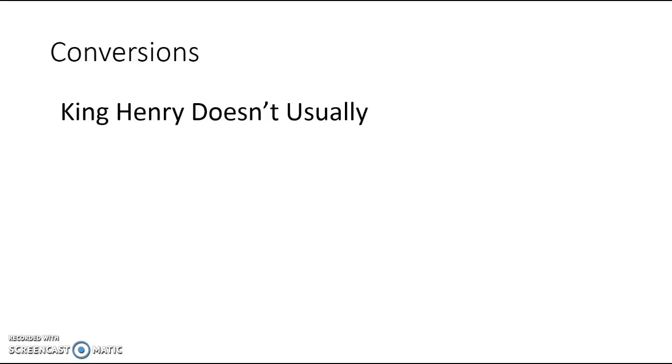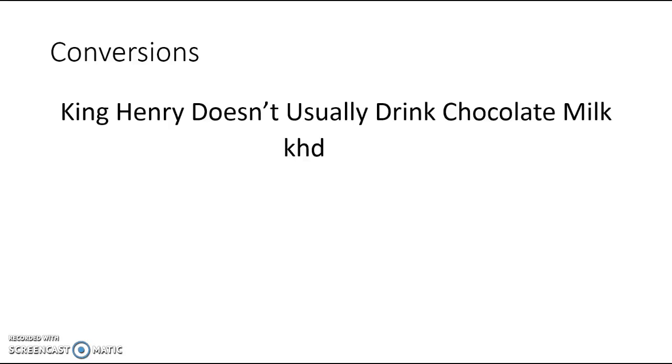In order to do this, you should remember the phrase, King Henry doesn't usually drink chocolate milk. Well, actually, you don't really need to remember the phrase because it's the first letter of each word that's important. King Henry doesn't usually drink chocolate milk. Each of these letters stands for either a prefix or the basic units of measurement. The K for kilo, the H for hecto, the first D for deca, the U for the units. This would be either the grams, the liters, or the meters. The second D is for deci, the C is for centi, and the M is for milli.